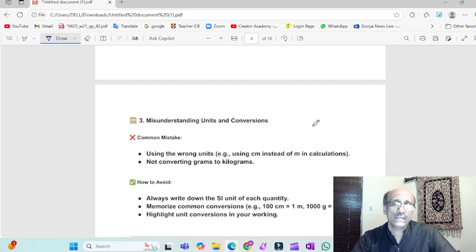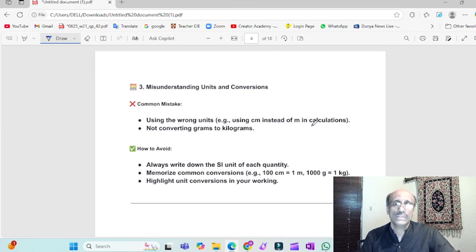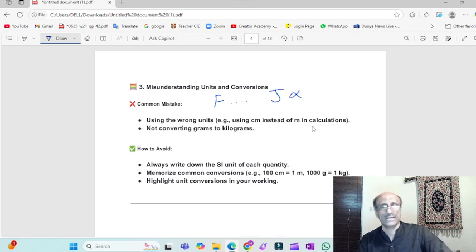Then the third mistake: misunderstanding units and conversion. A common mistake is using the wrong units. For example, if force is required to be calculated and you write down the unit joules, then you will not get the credit.